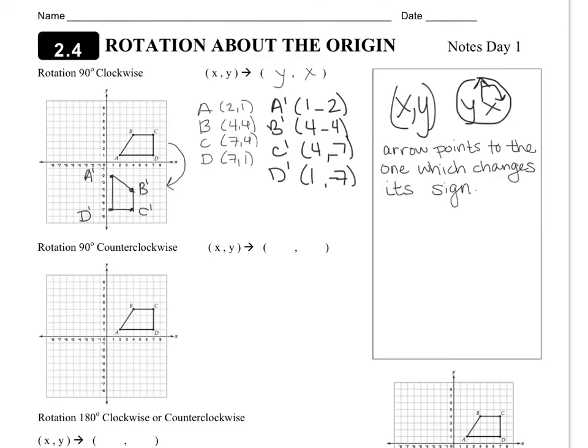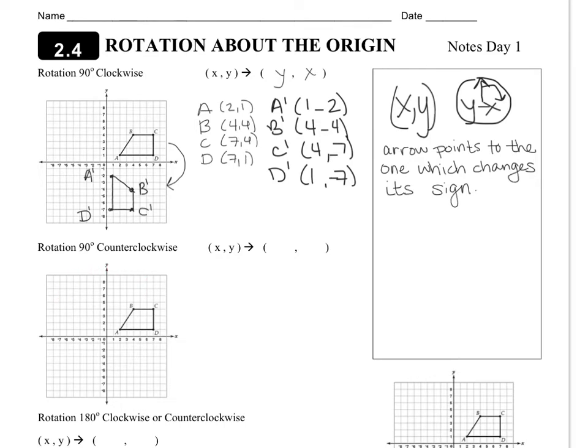So remember, the arrow points to the one that changes its sign over here. So if you want to make a clock to help you remember, XY switches places to YX, and clockwise turns this way and points to the X, which would end up getting the negative sign. All right, now we're going to rotate counterclockwise. So we're going to take the same figure and rotate it into quadrant 2, which is 90 degrees counterclockwise.